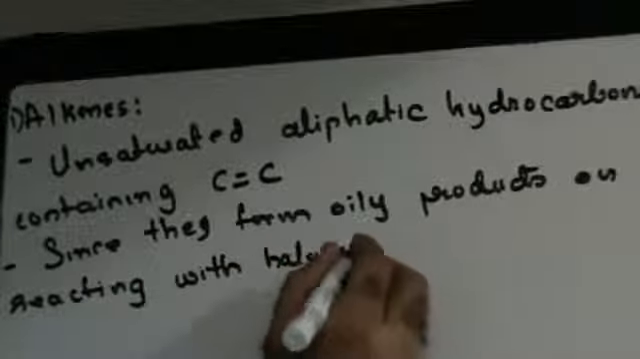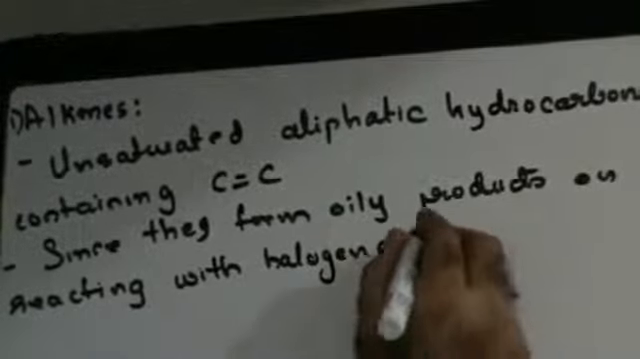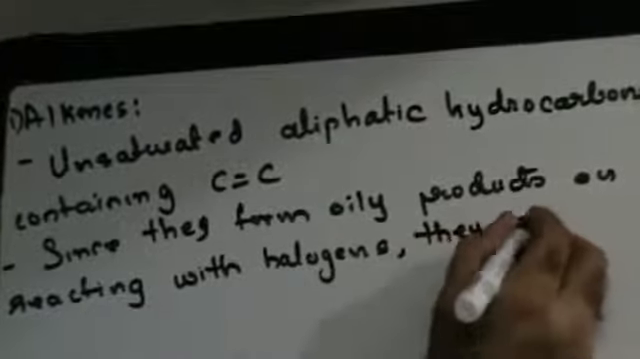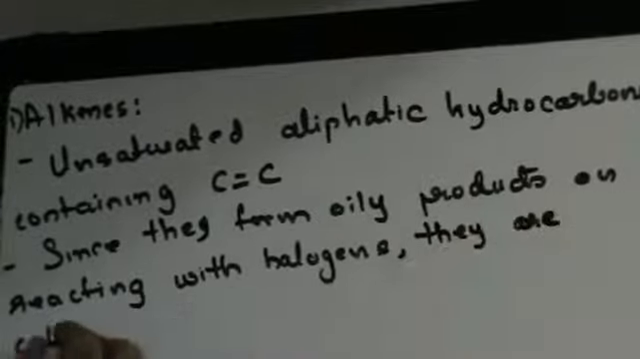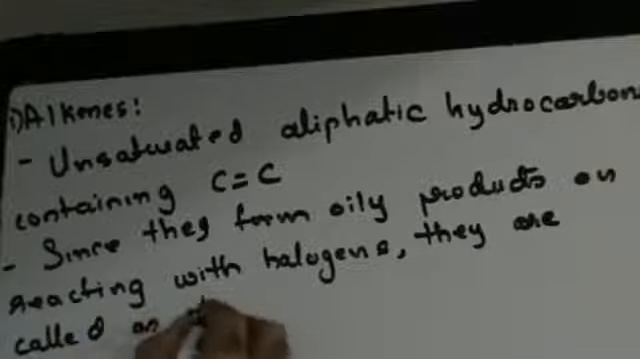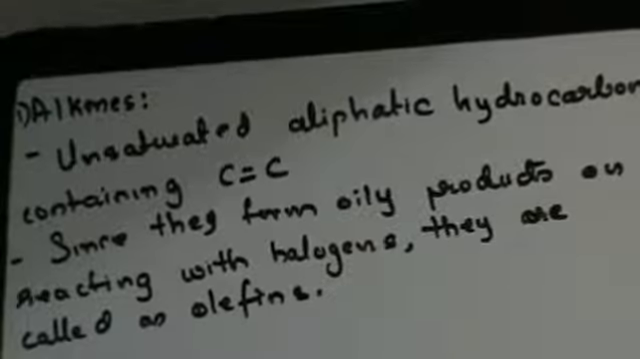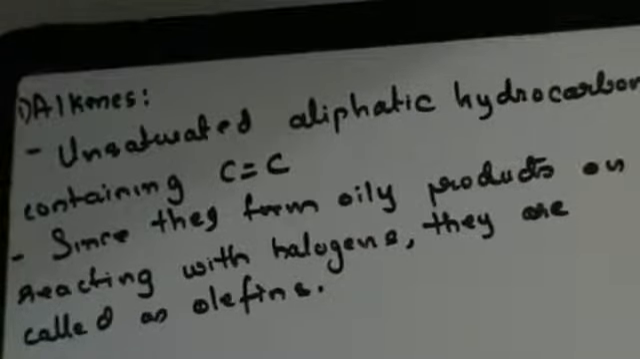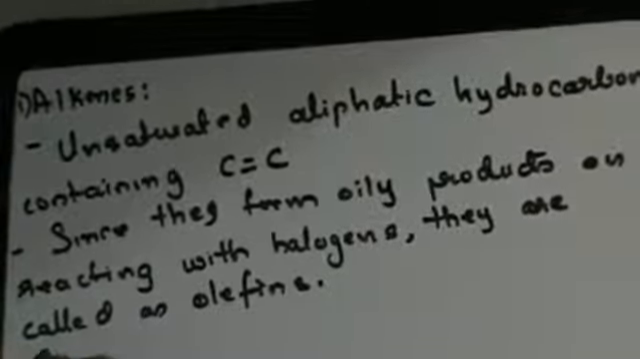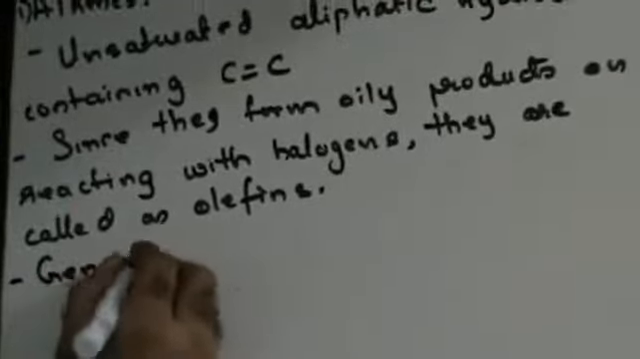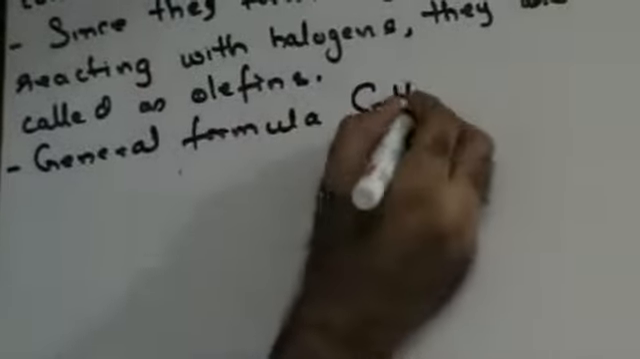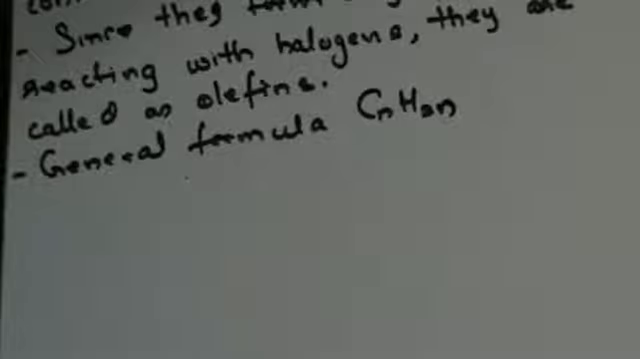They form oily products on reacting with halogens, so they are called as olefins, that is oil forming. They have general formula CnH2n. That's the general formula of alkenes, right?